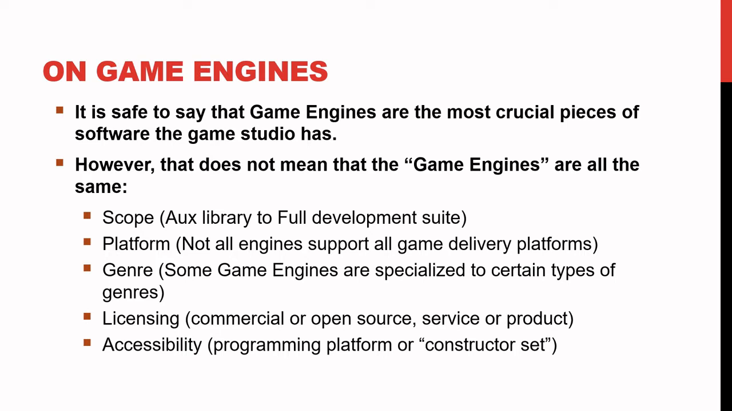So game engines vary, or they have different scopes. This I already said, from auxiliary libraries to full development suites, but they also differ in other things like platforms, because not all engines support all delivery platforms, or genres, because some game engines like RPG Maker are specialized to different types of genres. RPG Maker surprisingly is intended for role-playing games. Or licensing: are they for commercial use or open source tools? Are they available as a service, or are they a product you have to purchase?